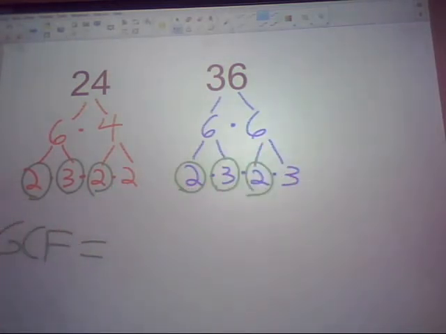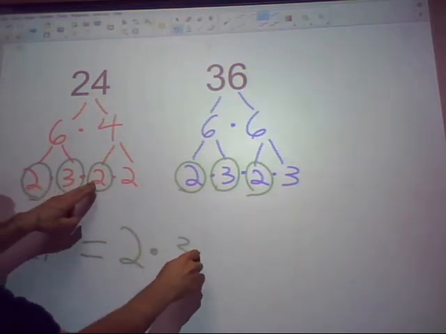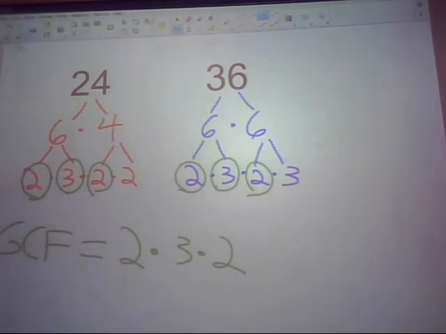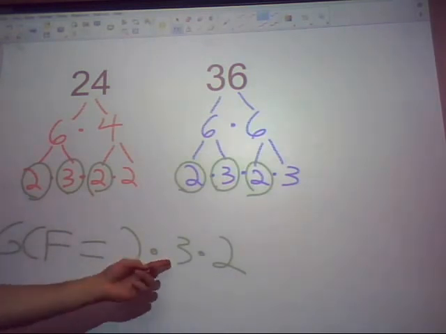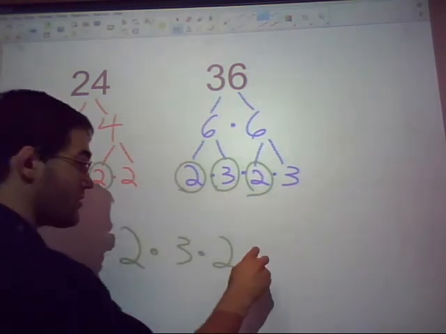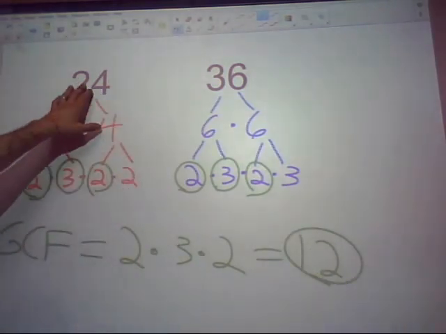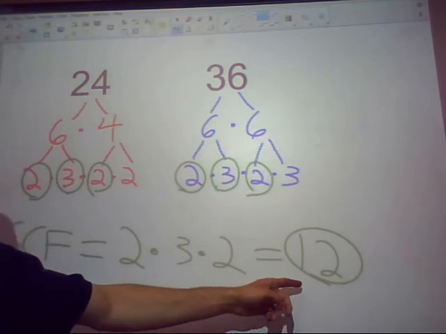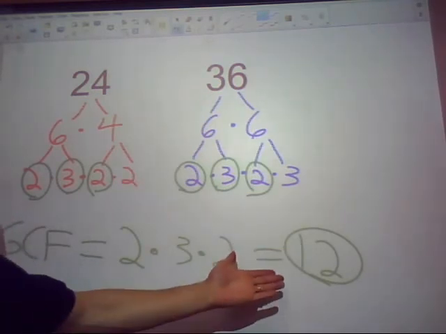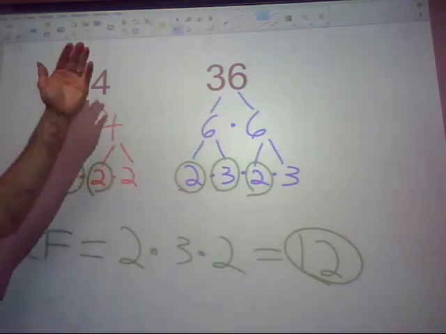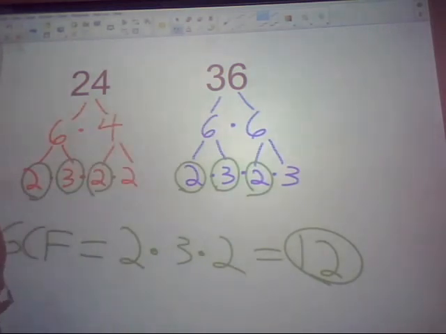So what I can write for the greatest common factor is 2 times 3 times 2. That's the greatest common factor. And what does that equal? 2 times 3 is 6, and 6 times 2 is 12. So I can say that the greatest common factor of 24 and 36 is 12. And if you think about it, 12 is the biggest number that divides evenly into 24 and 36.